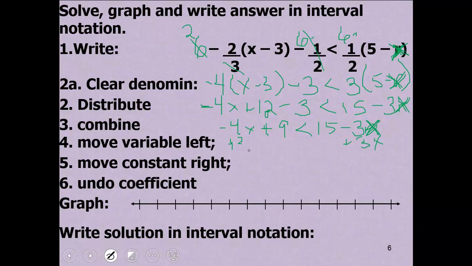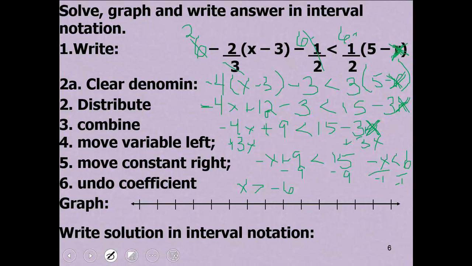Plus 3x here. And I'm going to get a negative x plus 9 is less than 15. I'm going to subtract 9, and I get negative x is less than 6. And then I'm going to divide through by a negative 1, and I get x is greater than negative 6.